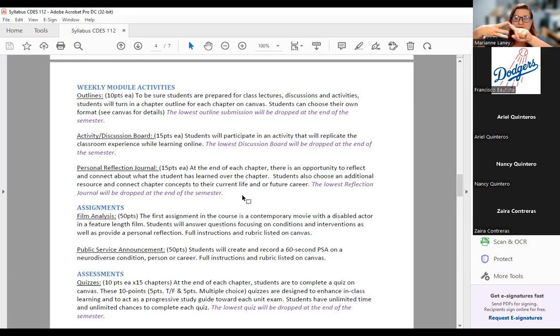The last part, so 3 parts of the journal. What did I learn? What else is out there? And how am I going to use this in my future? I'll give you a hint. Don't say I'm not going to use it in my future.